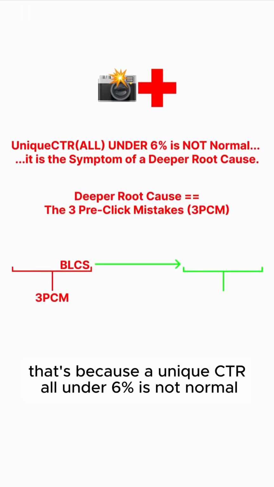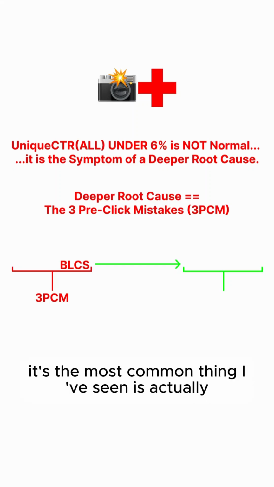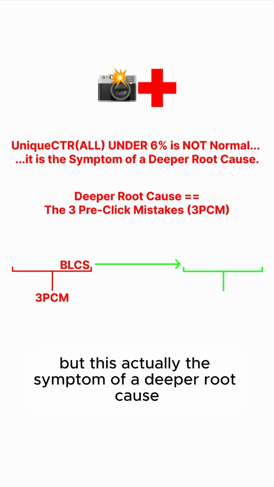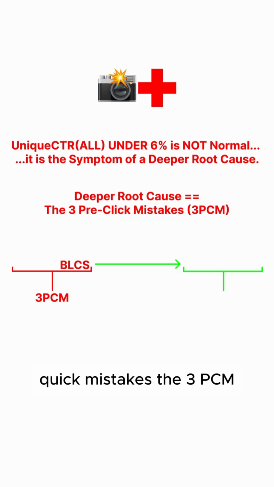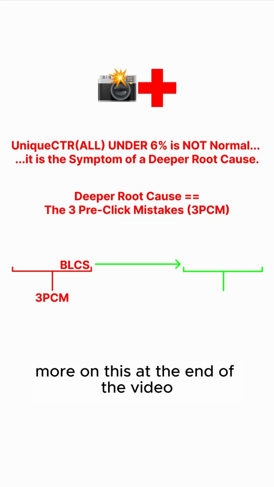That's because a unique CTR under 6% is not normal. It's super common, it's the most common thing I've seen, but this is actually the symptom of a deeper root cause. And that deeper root cause are the three pre-click mistakes, the three PCM. More on this at the end of the video.